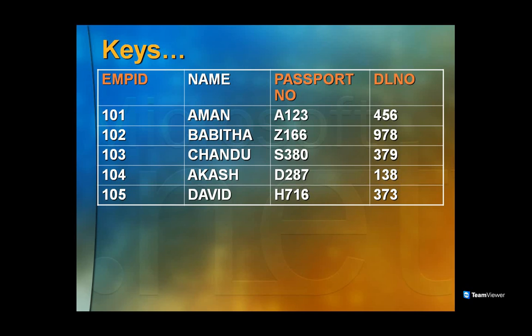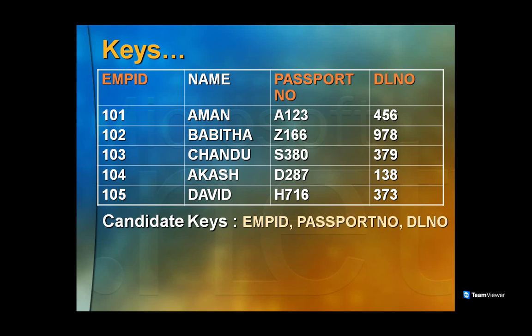Now let us understand the key. What is a key? A key means an attribute which will give you unique values. Here employee ID, passport number, DL number, all of them are candidate keys, out of which you have to choose one key as the primary key.